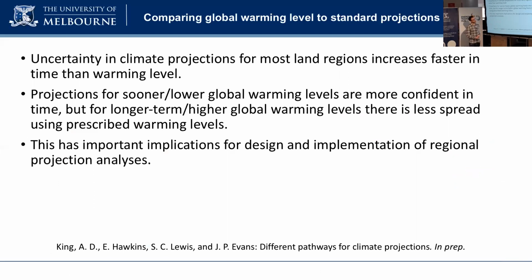So the point of this is really to show that there's lots of uncertainties inherent in climate projections, and they are different dependent on the type of projections you're using. And this needs to be considered when you're making projections. So we know that there's uncertainty increasing in both projections, as a function of temperature for the global warming level projections and as a function of time. But it's increasing more as a function of time than as a function of global temperature. So this is important in designing and implementing, especially regional projection analyses.